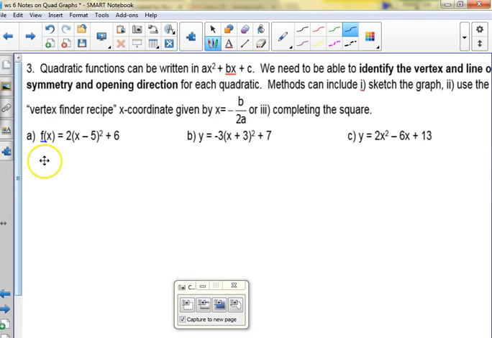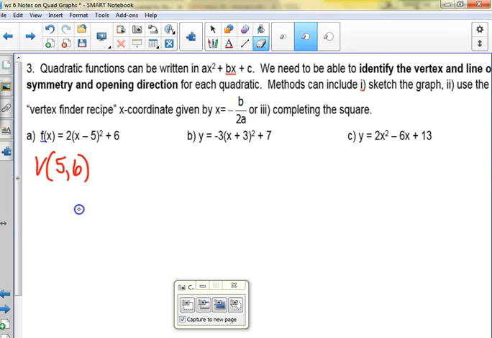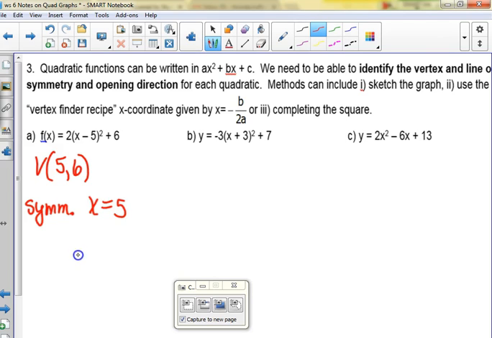All right. So help me with these quickly. What's the vertex on A? 5, 6. It asks for the line of symmetry. It is always, oh, I can't write that apparently. X equals 5. It's always a vertical line through the x value of the vertex. What direction does this parabola open? It opens up, and it would be skinnier or wider than one that didn't have a 2. Yeah, it would be skinnier. What else do they want us to find? Sketch the graph.